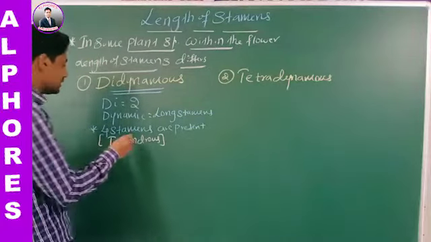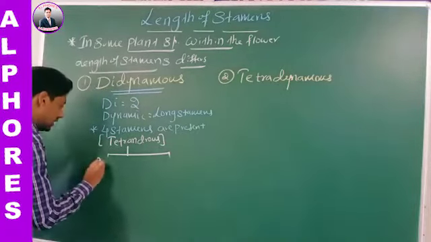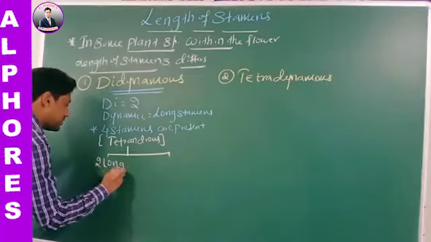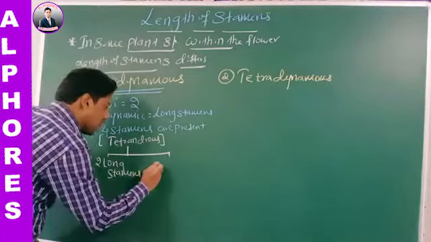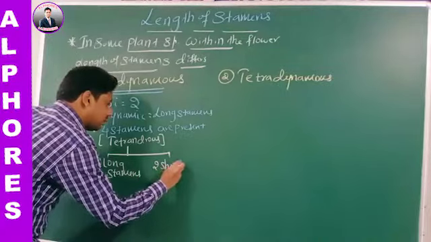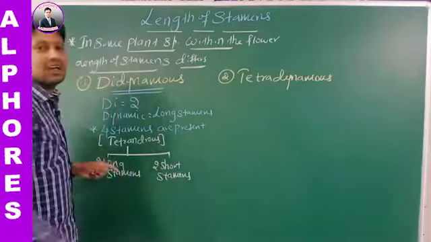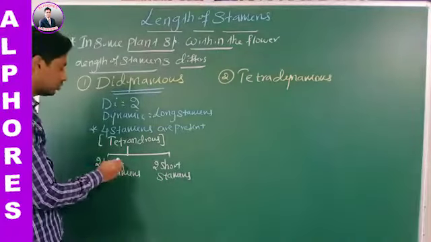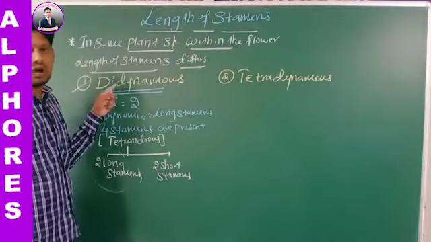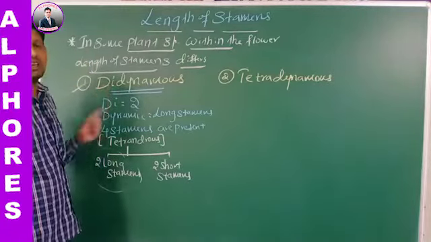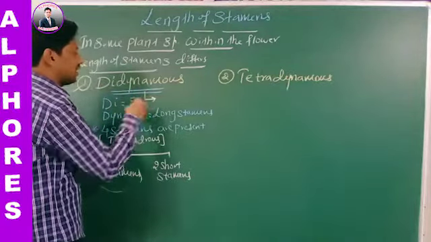In these 4 stamens, 2 long stamens are present and 2 short stamens are present. Now you tell me, how many long stamens are there? 2 long stamens are present. So this condition becomes didynamis. What does this condition become? Didynamis. Go for examples of didynamis.